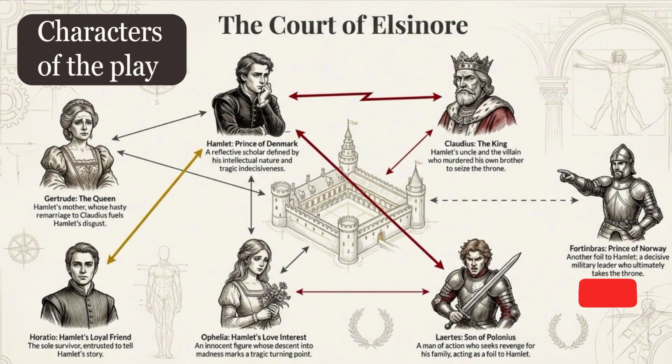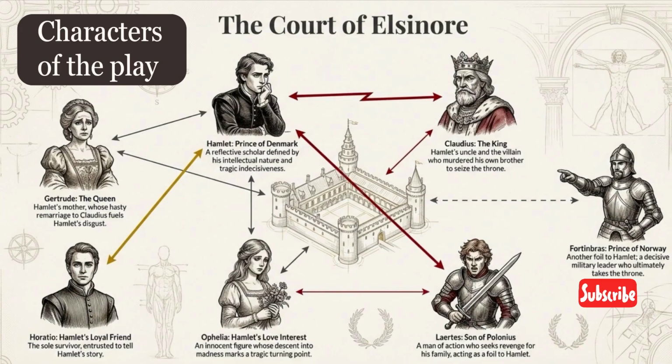Moving on, we have the character chart of the play. The characters in Elsinore are deeply complex. First, we have Hamlet, the Prince of Denmark. He is a reflective scholar known for his tragic flaw or hamartia, which is his indecisiveness. Then we have the main villain, Claudius. He is Hamlet's uncle who murdered his own brother, the former king, to seize the throne.